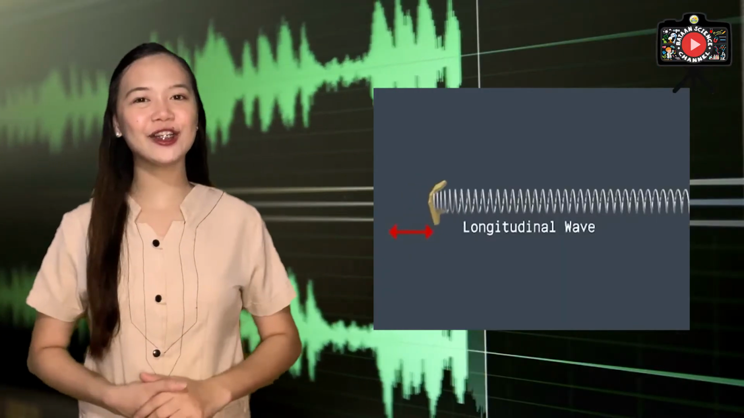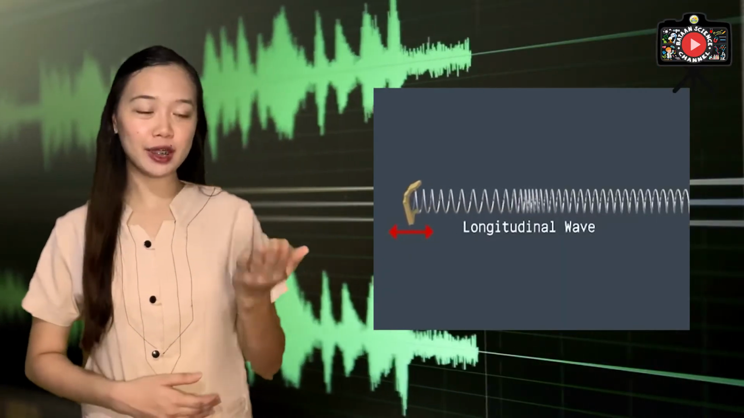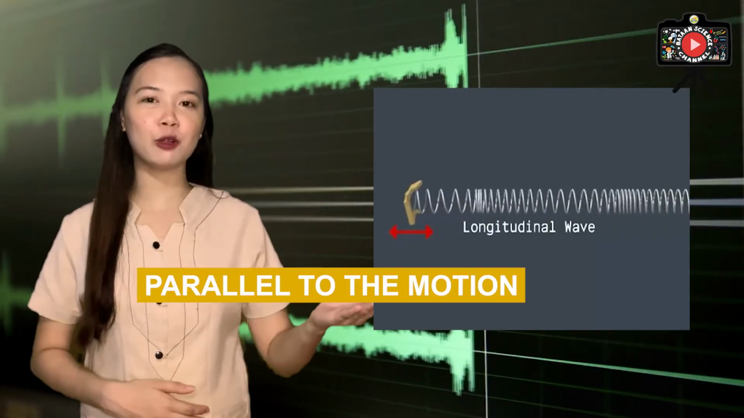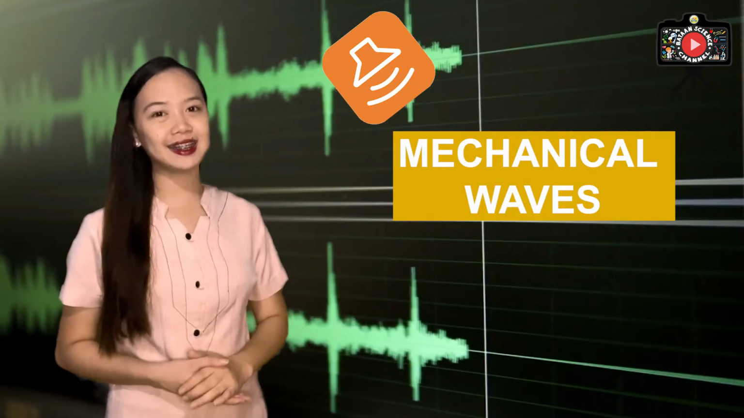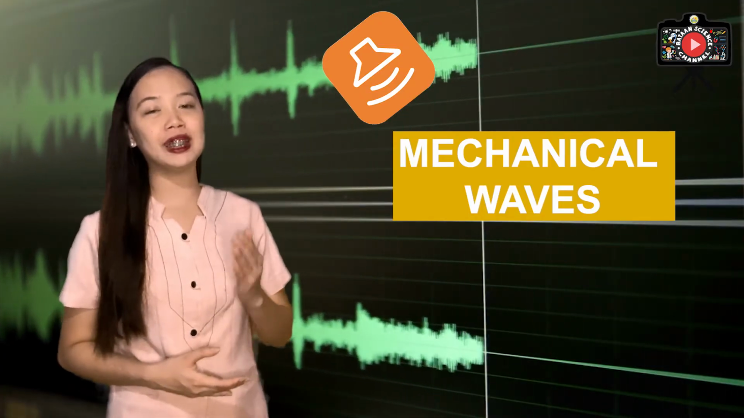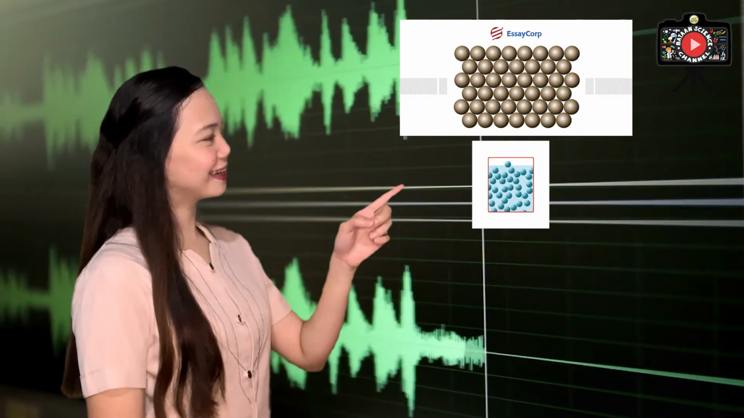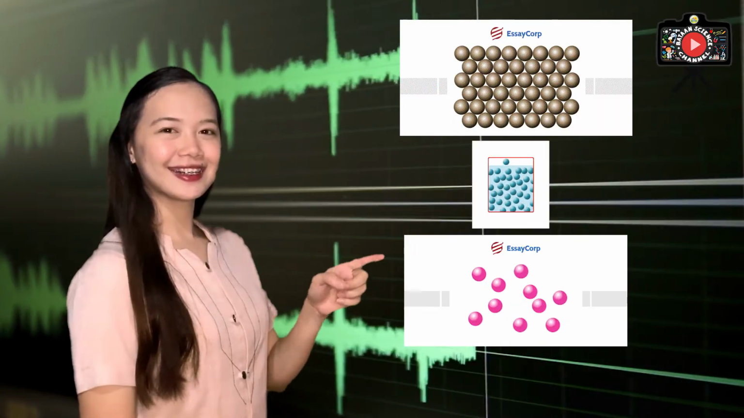Sound is a longitudinal wave that needs a medium in order to propagate. These are waves that travel parallel to the motion of the particles. Sounds are also known as mechanical waves since sound waves need a medium in order to produce. This media can either be solids, liquids, or gases. Take note that sound cannot travel in a vacuum.